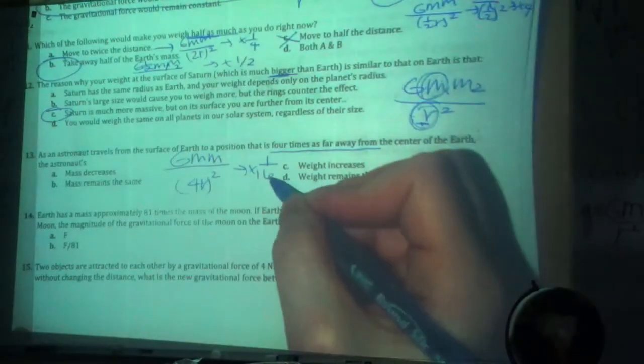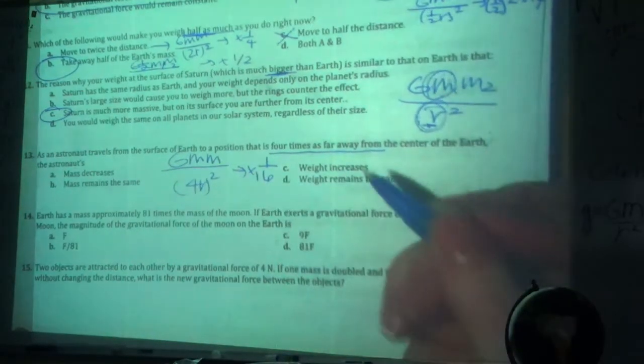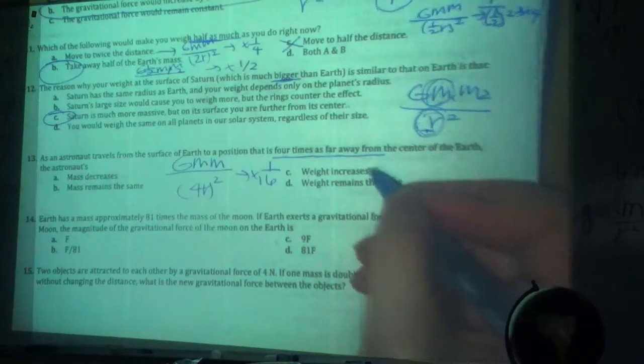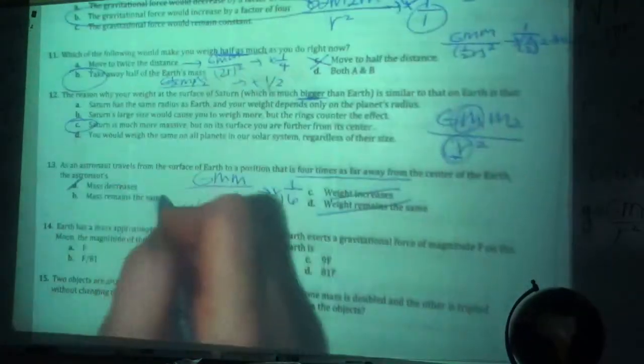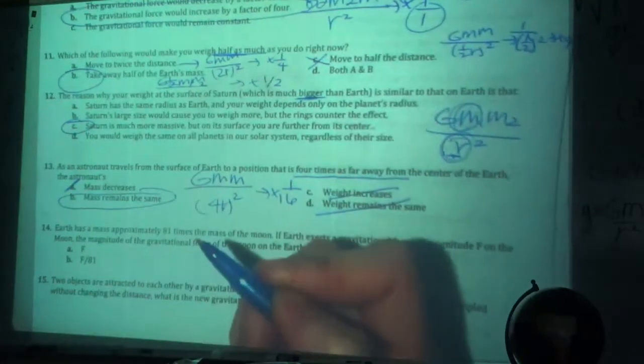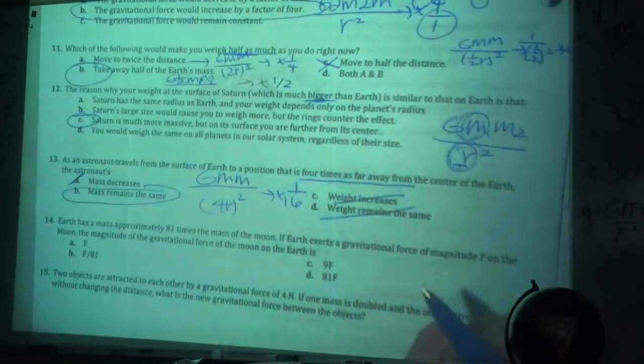As an astronaut travels from the surface of the Earth to a position that is 4 times as far away, so that's 4 times the radius, and obviously the astronaut's mass isn't changing, nor is the mass of the Earth. That would give me times 1/16. So the force of gravity is going to decrease, which is talking about weight decreasing. It would not increase, it would not remain the same. The mass would not decrease because it stays the same. Mass remains the same. We actually didn't need to do any math at all.